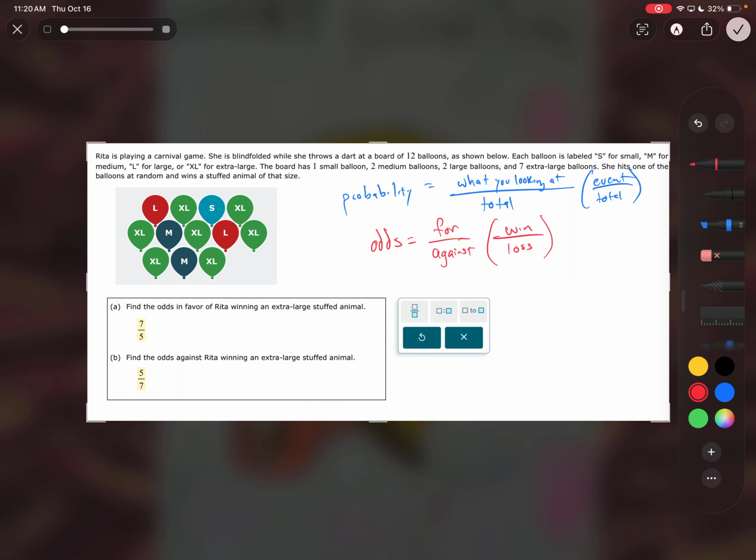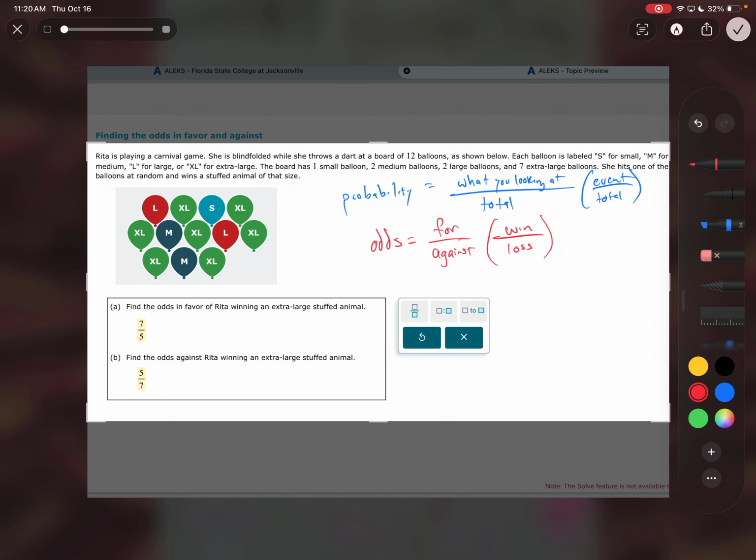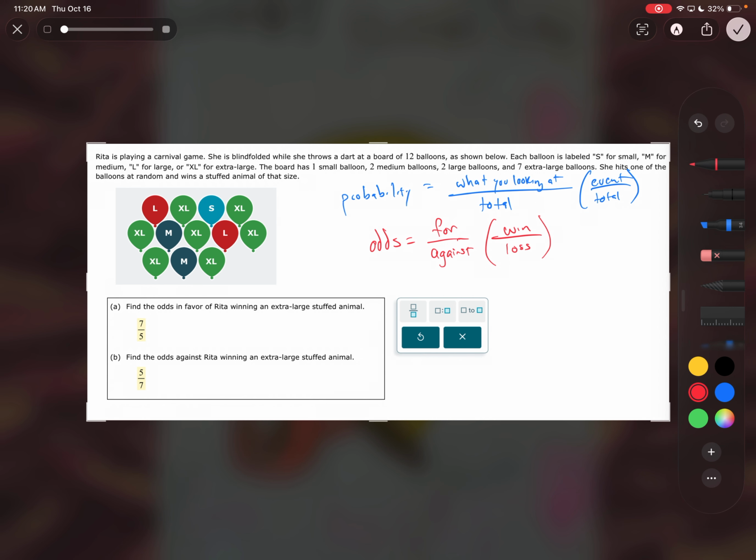Okay? So Rita's playing a carnival game. There's 12 balloons. They are small, medium, and large: 1 small, 2 medium, 2 large, 7 extra large. She hits one of the balloons at random and wins a stuffed animal of that size. Find the odds of winning an extra large stuffed animal. So what we're going to do is look at XL versus not XL. There are 7 XL and there are 5 that are not XL.